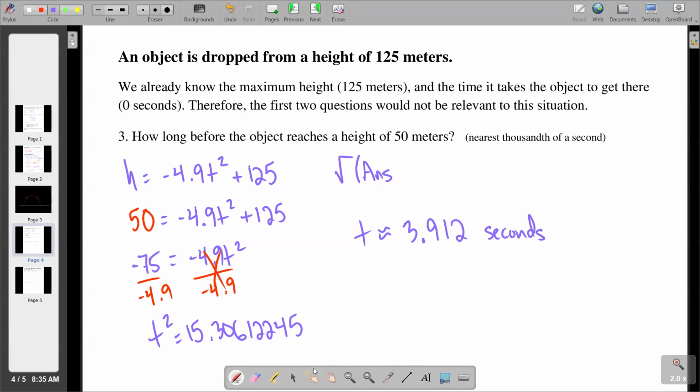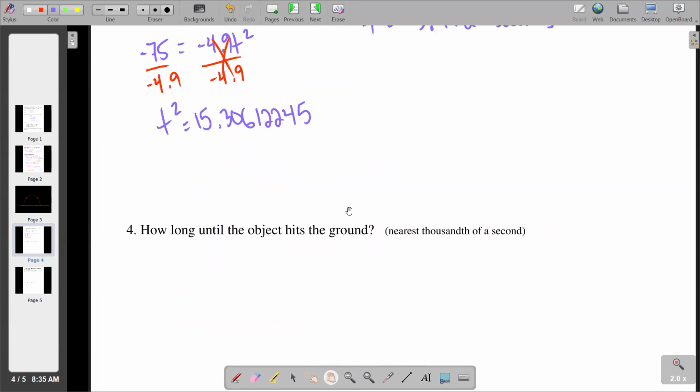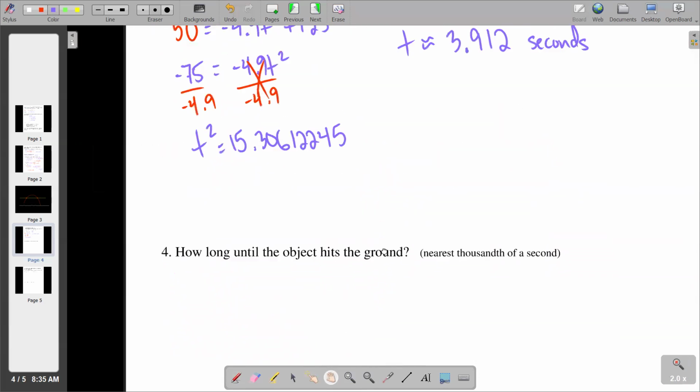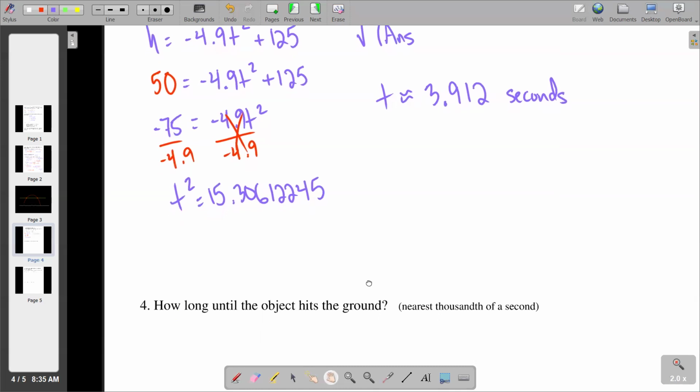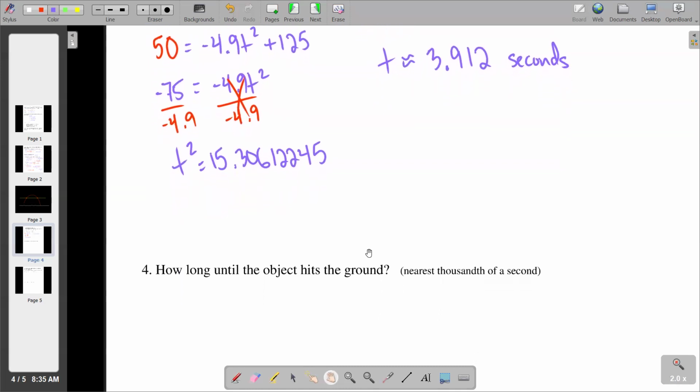So that one was pretty easy, huh? The drop problems are nice because you can solve them a lot quicker. And then how long until the object hits the ground? Let's see if we can motor through this real quick. If you just give me 2 minutes without packing, I'd be infinitely grateful. Let's take 0 and put it in place of where the 50 was. So we're going to say 0 equals negative 4.9 t squared plus 125.